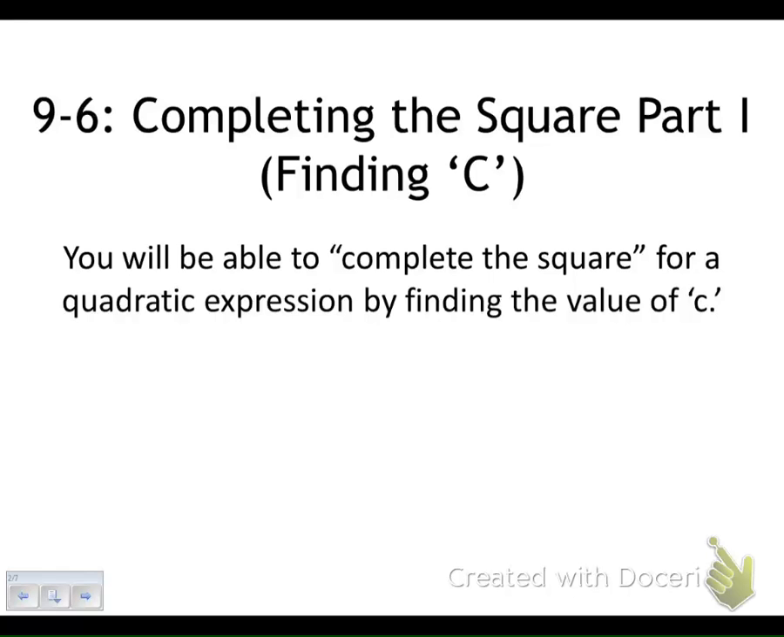You're not going to solve anything today. You're going to find this C value that we're talking about, right? And then we're going to factor. So again, finding this value of C, which is a couple steps, and then we're going to factor. So it's a pretty basic lesson.